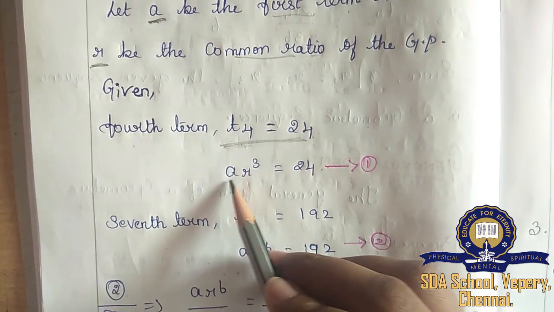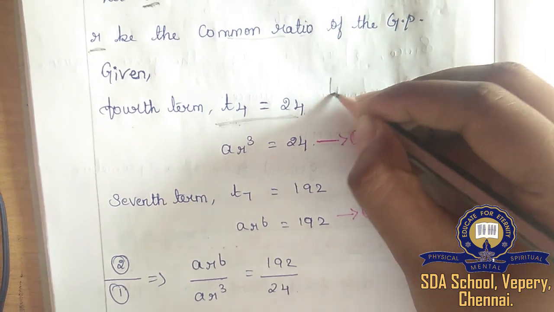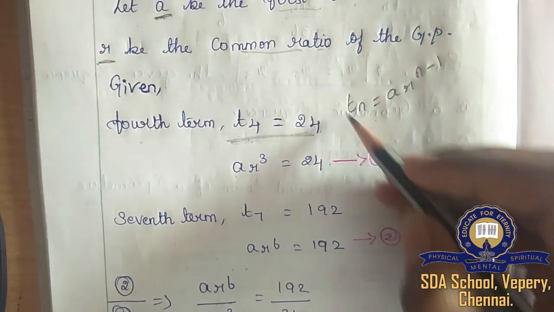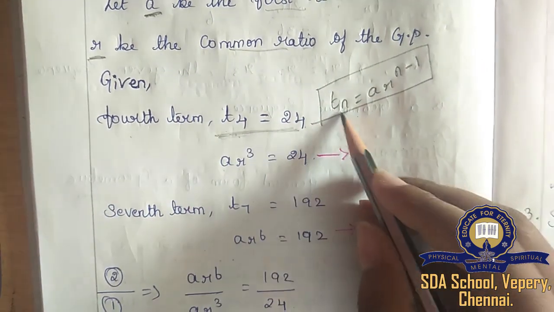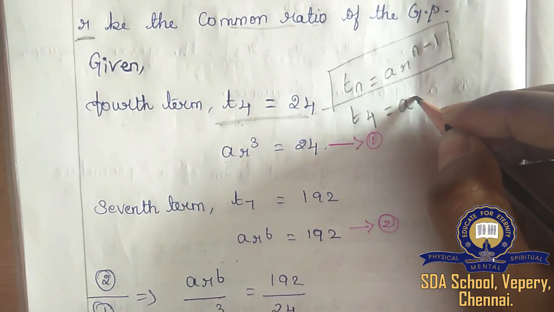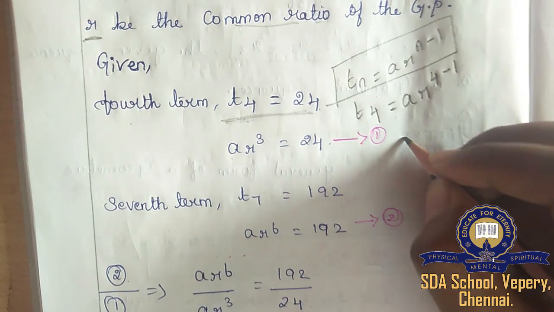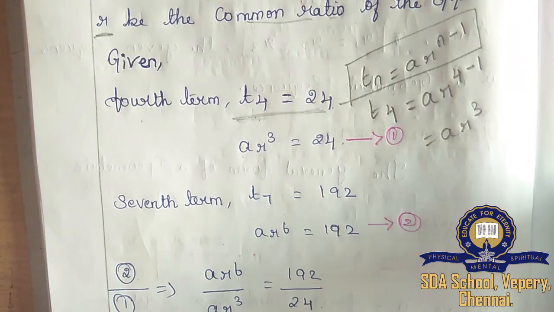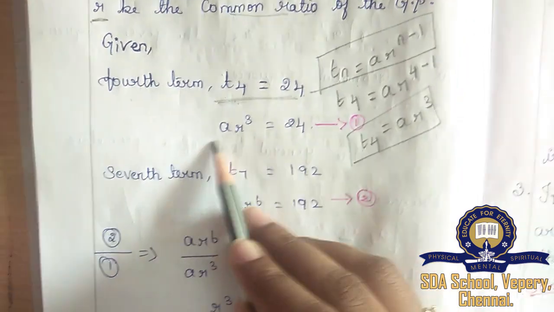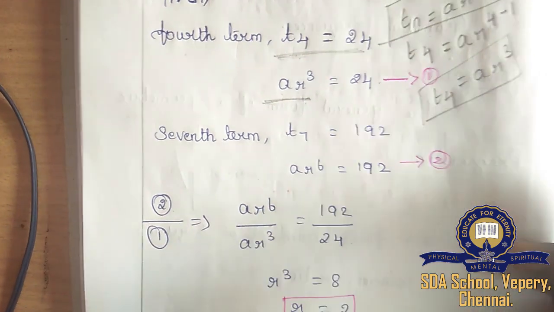So how will you represent T4? What is the formula we have seen? Tn is equal to a into r power n minus 1, right? This is the general term of a sequence. Here I am going to find T4. So a, r, in place of n I am going to substitute 4 minus 1. So my answer will be ar cube. Therefore, can I write T4 as ar cube? That is what I have written here. So ar cube is equal to 24. This will be your first equation.